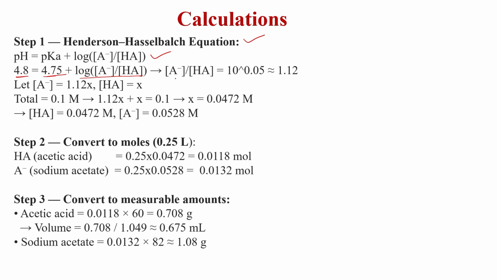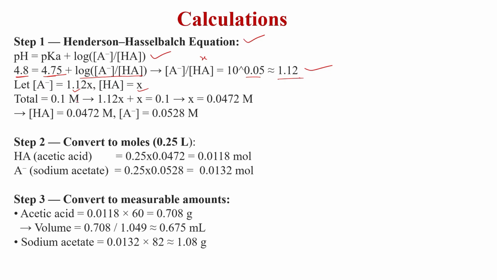From this we will have A minus divided by HA equal to 10 power (4.8 minus 4.75), which is 10 power 0.05, equal to 1.12. Now let us say the concentration of HA is x, where HA is acetic acid, and the acetate ion or sodium acetate will then be equal to 1.12x.